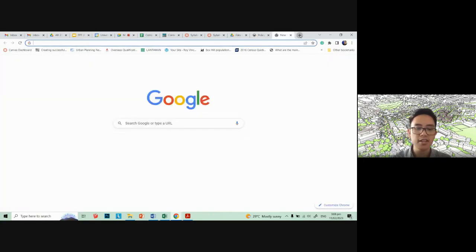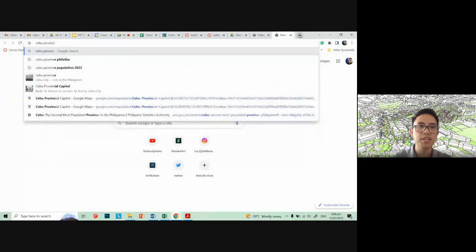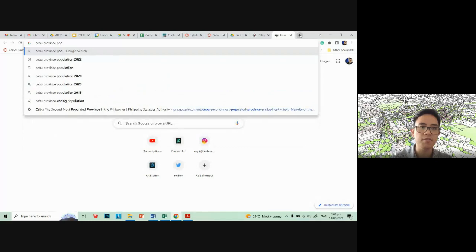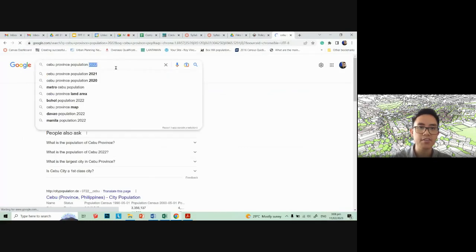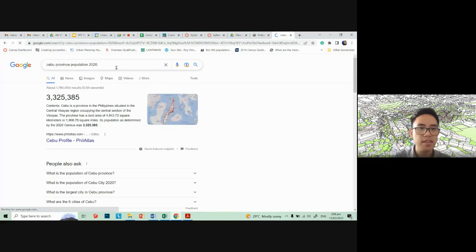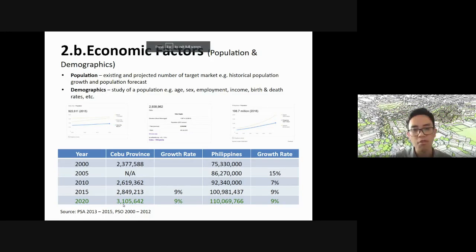So let's look at Cebu province population. If my data is accurate, so let's look at 2020. 3,325,000. So let's see if my estimate was near. It's even less. I have here 3,105. So the growth rate even increased further. So that's good news for economic development in Cebu province. And I'll teach you this process, basically a very simple equation. You can just find it online.